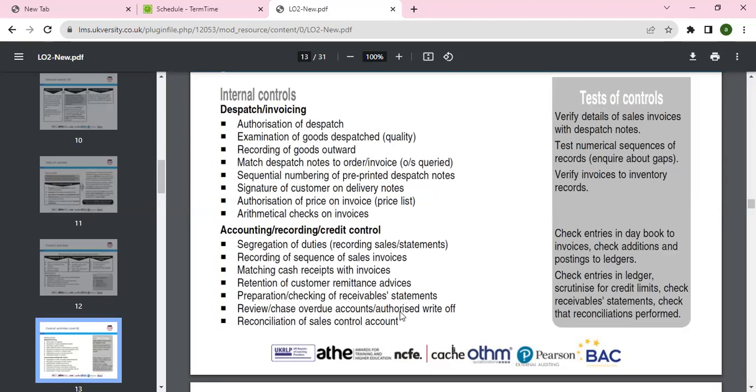Reconciliation of the sales control account. You have learned about the sales ledger control account. What is meant by it? This is also known as the debtors account. It means accounts receivable, and it is linked with sales. So we debit the sales ledger control account and we credit sales. So we can look at the double entry. If you have a sale, either you have received the cash or you have created an account receivable.